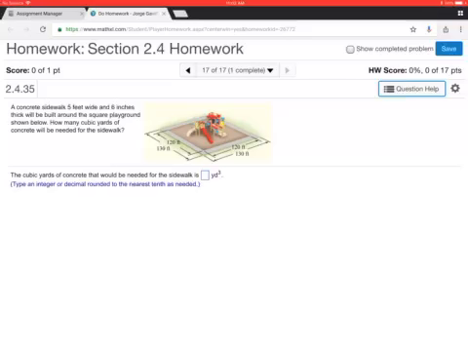So since we do have feet, we have to convert the feet into yards. And so then the difference between the outside, the 130 feet, and the inside, the 120 feet, is what's going to be needed in terms of cubic yards of concrete in order to build a sidewalk.